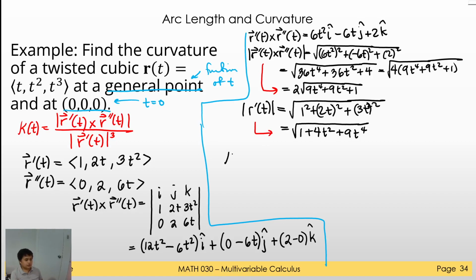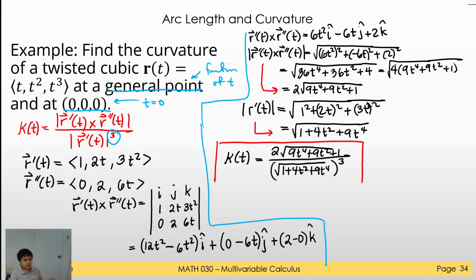Therefore, your curvature as a function of time at a general point is equal to 2 times the square root of 9t to the fourth plus 9t squared plus 1, all over the square root of 1 plus 4t squared plus 9t to the fourth, and don't forget the cube. So this is the general function for the curvature at the general point. Given a value of t, you can find the curvature.